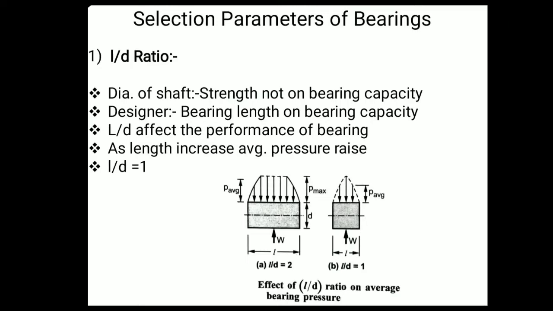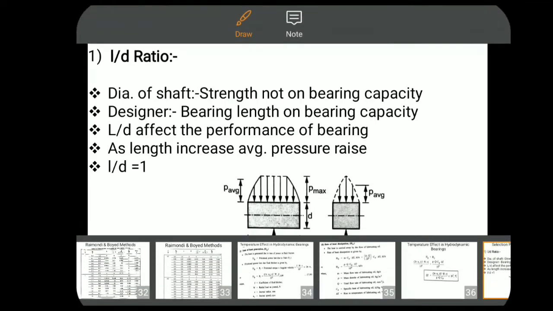As I told you in the previous session, L by D equal to 1 by 4, 1 by 6 can occur, but the best L by D ratio is 1, correct? Why? See, first of all, if the L by D ratio is changed, then it will affect the performance of the bearing. This is the very important first part, which will affect the performance.